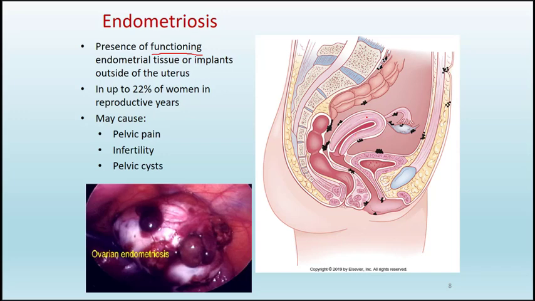It can occur in up to 22% of women during their reproductive years, and it can cause pelvic pain, infertility. It can even lead to the formation of pelvic cysts. Sometimes it is asymptomatic, but in those who are symptomatic, in addition to pain, they can have abnormal and very heavy and painful periods. They can even experience pain during urination, pain after urination, pain during intercourse and after intercourse. Sometimes urge incontinence and even difficulty becoming pregnant are possible complications of endometriosis.